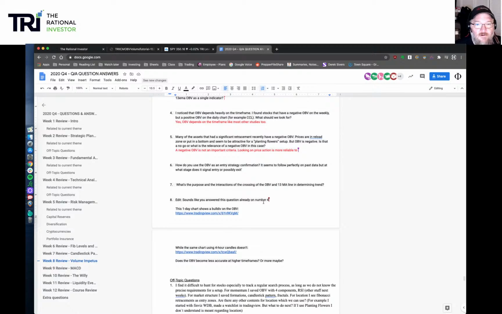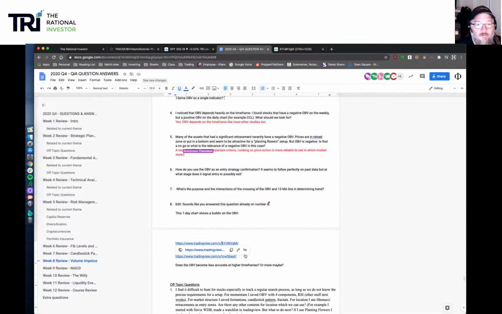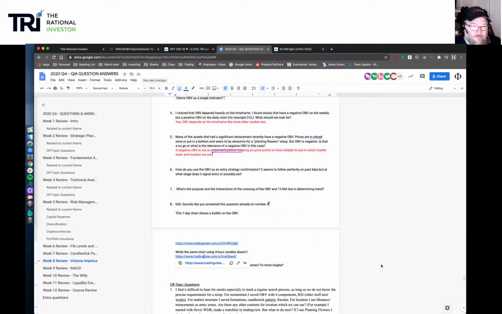Sounds like you answered this question already in number 4. This one-day chart shows a build on the OBV. Well, this same chart using 4-hour candles doesn't, right? Is OBV less accurate at higher time frames, or maybe more? Neither really. It's just you're seeing things occurring on different scales, and all of them are happening at once.